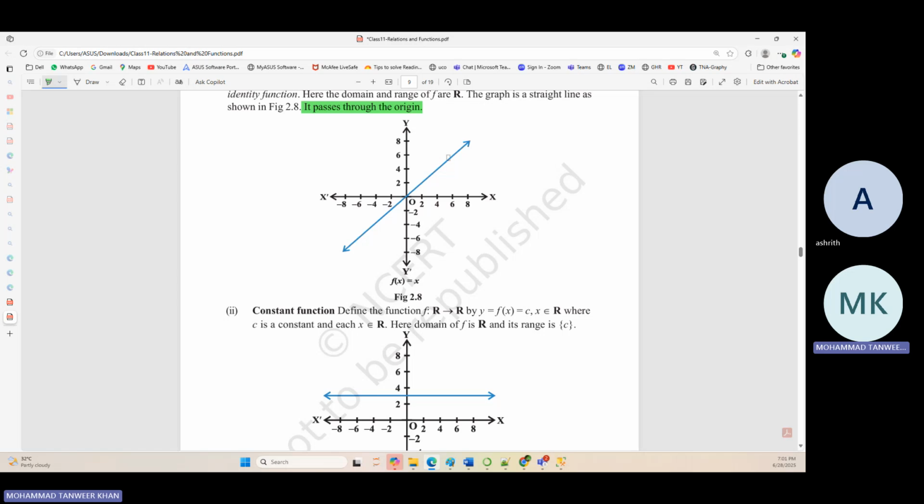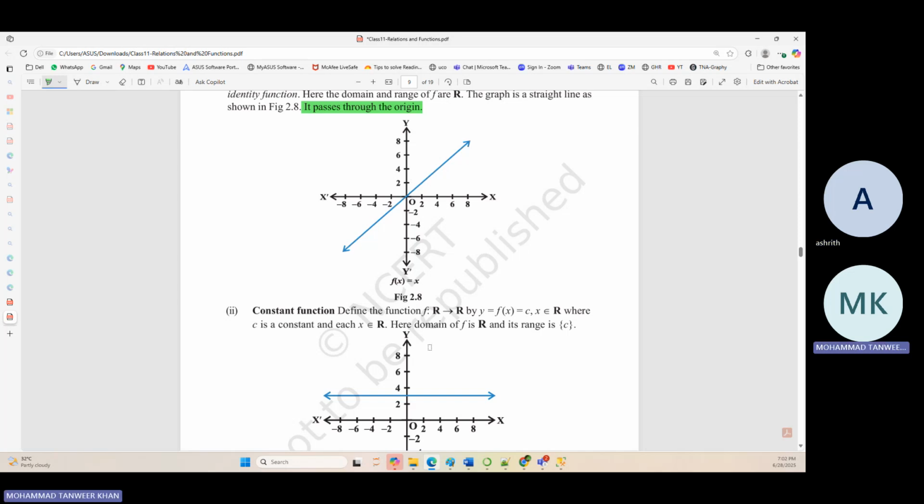If I ask you, this graph of the identity function, how much angle is it making with the x-axis? 45, very good. And with the y-axis? 45. Correct. x to y means it's 90, so if it is making 45 with x, the remaining is 45 with y. So the identity function makes 45 degrees with the x-axis and 45 degrees with the y-axis. Got it? Yes.